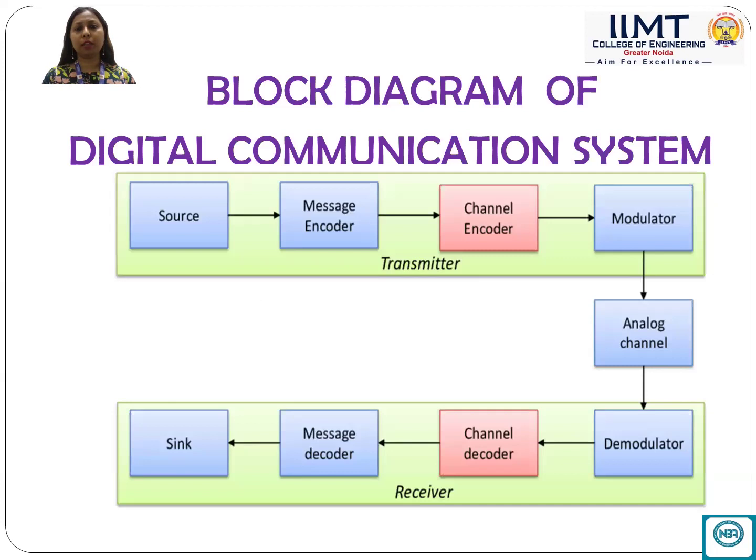The block diagram of the digital communication system is shown here. The first block is our source, the second block is our message encoder, and the third block is our channel encoder. After that come the modulator, then the analog channel, then the demodulator, then the channel decoder, after that the message decoder, and then our signal. One by one, I am discussing every block here. The first one is source.